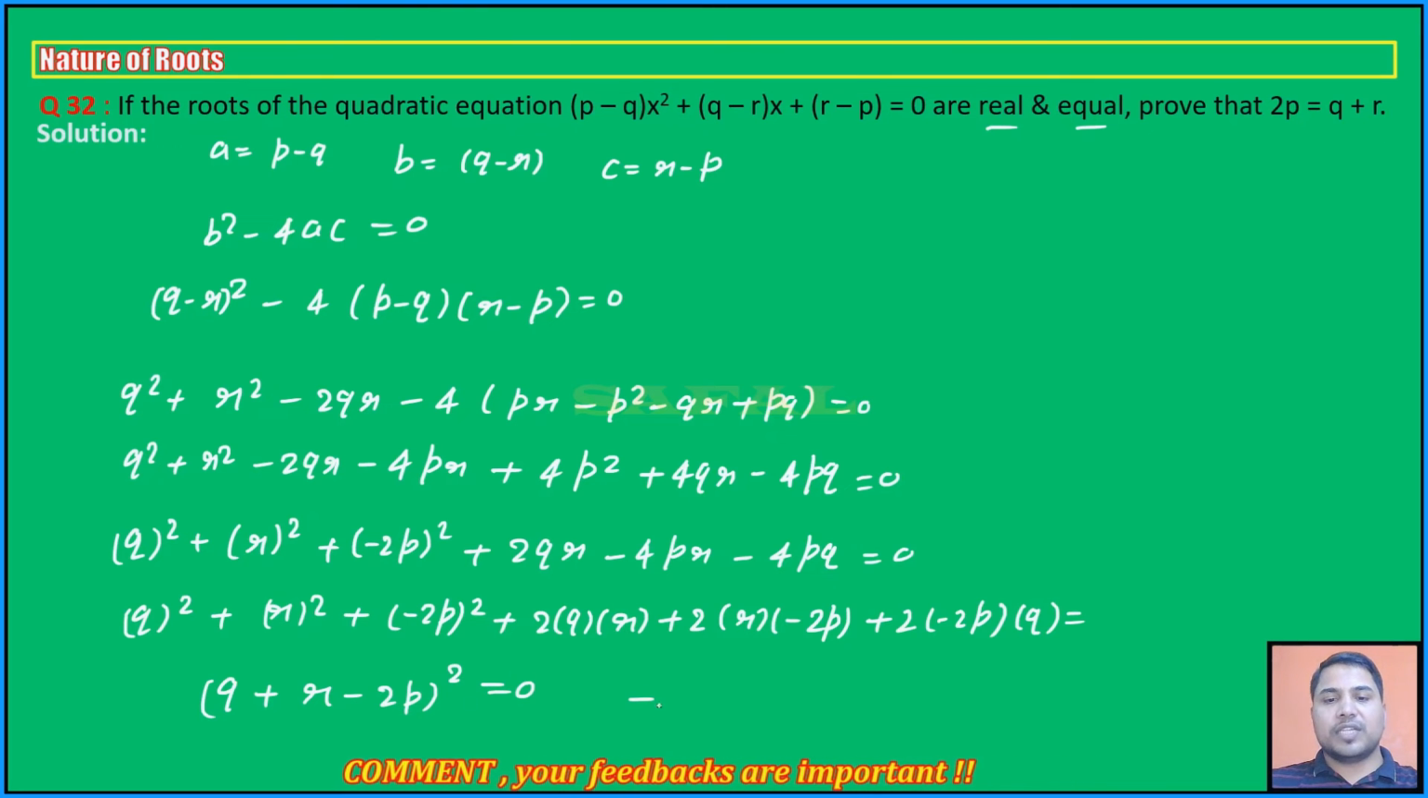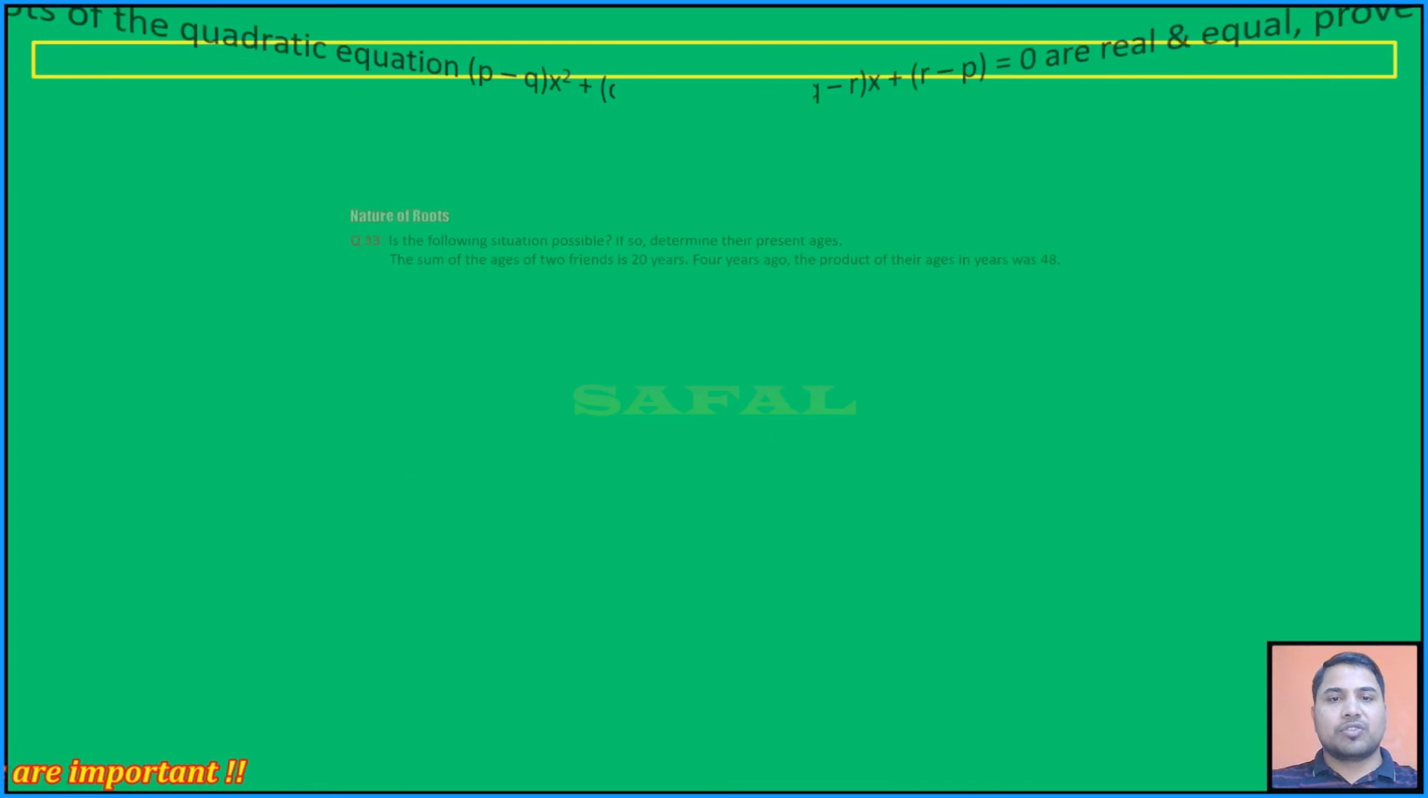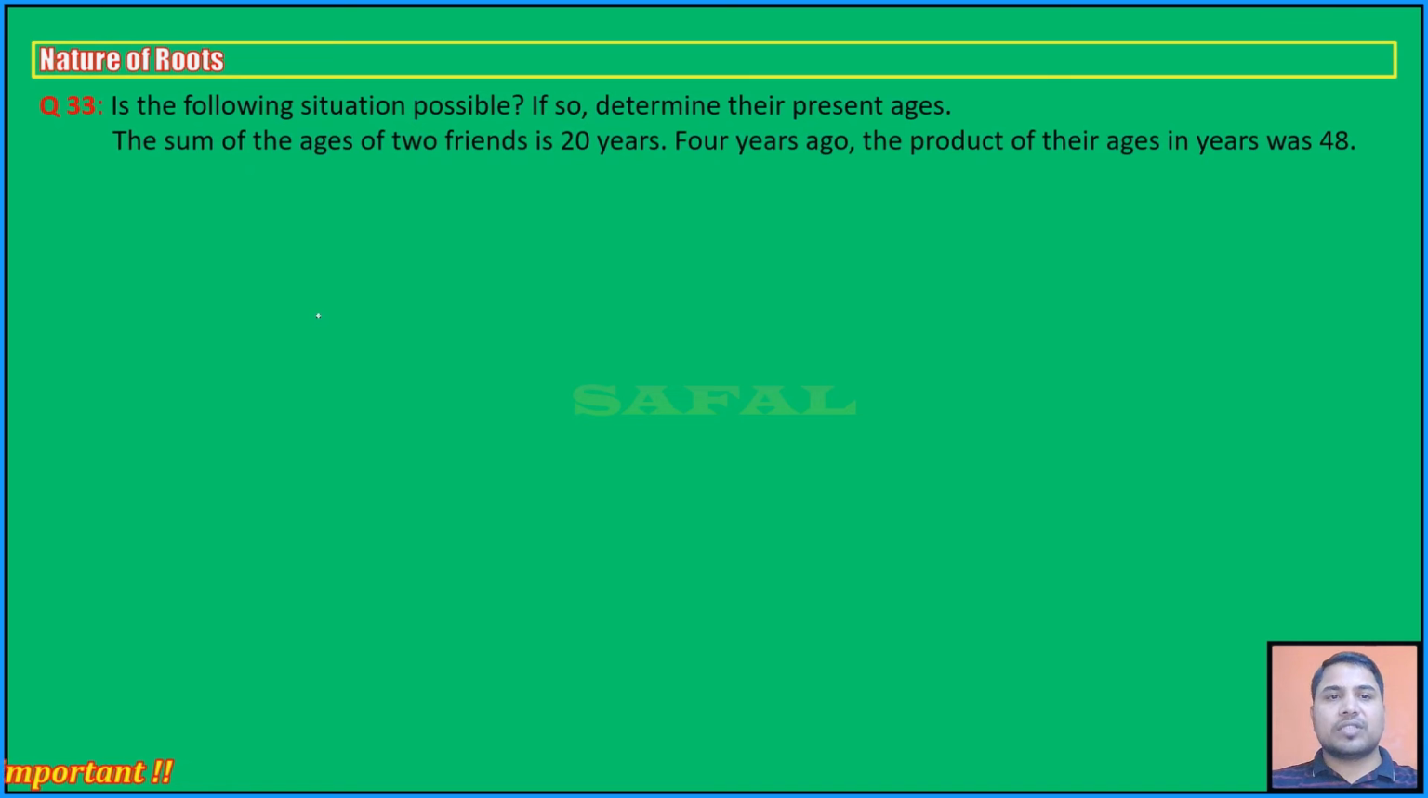Now if this is 0, so the linear factor should be 0. So q plus r minus 2p equals 0. So this will give you 2p equals what? q plus r. ठीक है, काफ़ी अच्छा सवाल था। तो इस तरह के क्वेश्चंस भी आप बोर्ड एग्जाम में एक्सपेक्ट कर सकते हैं. So moving ahead, now this is a question from NCERT textbook.